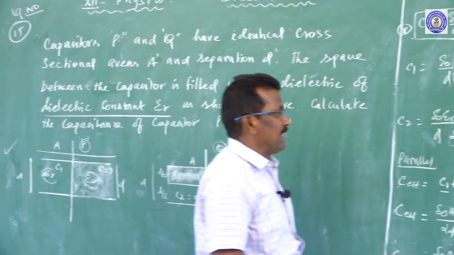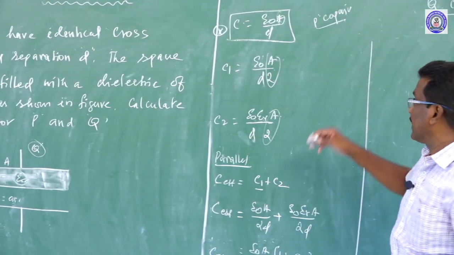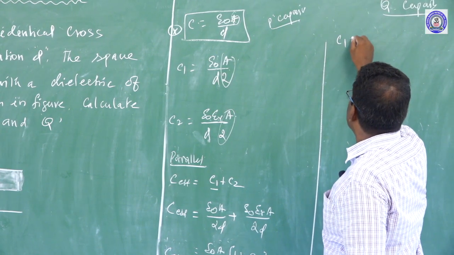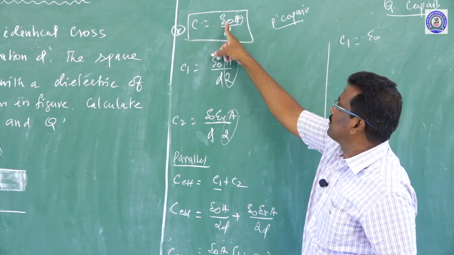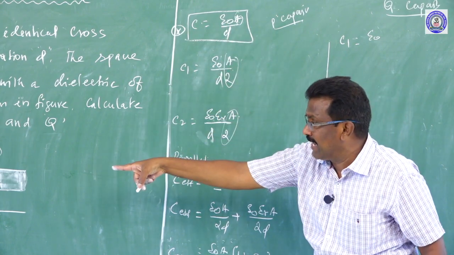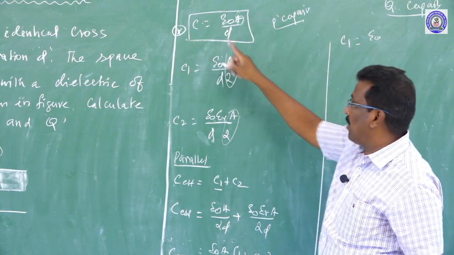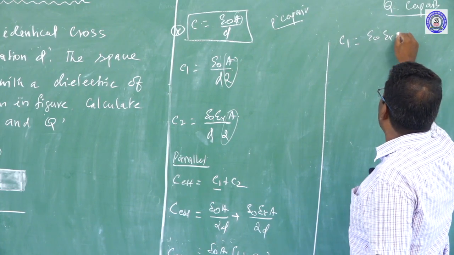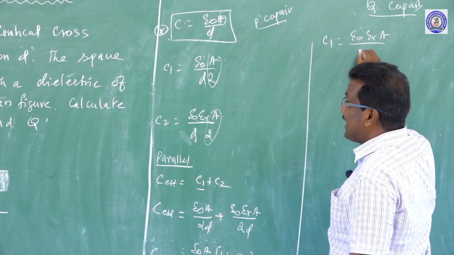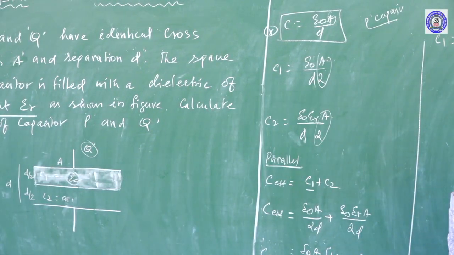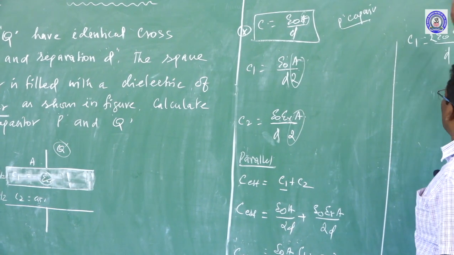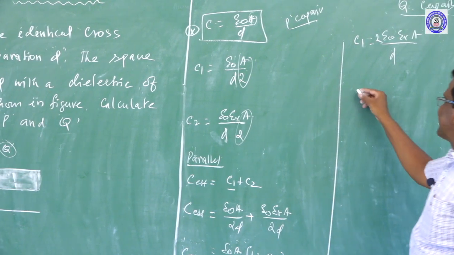So the first capacitor, C1. C1 is equal to epsilon naught... The general formula is C equals epsilon A by D. Now it is filled with the dielectric, so add epsilon r: epsilon naught epsilon r A by D. A remains the same, D becomes D by 2. So D by 2. That is C2.